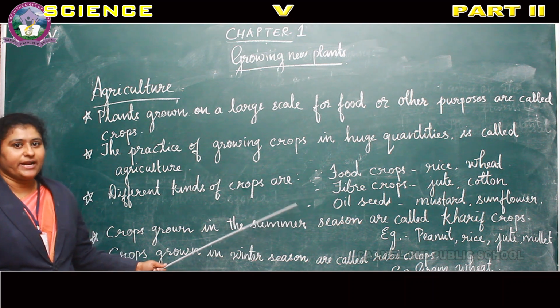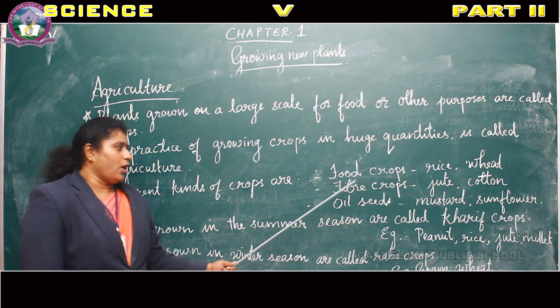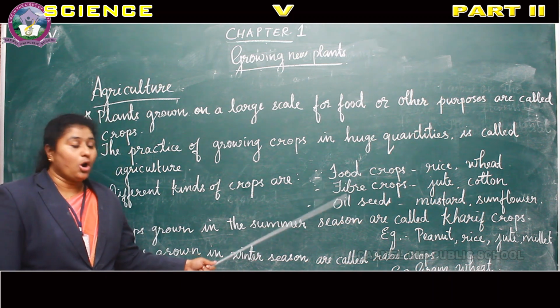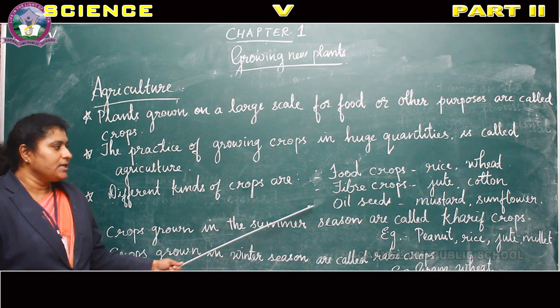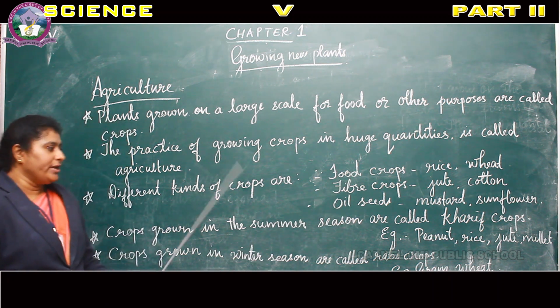These are examples of different kinds of crops. Food crops: rice, wheat, etc. are food crops. Fiber crops: jute, cotton, etc. are examples of fiber crops. Oil seeds: mustard, sunflower, coconut, etc. are examples of oil seeds.